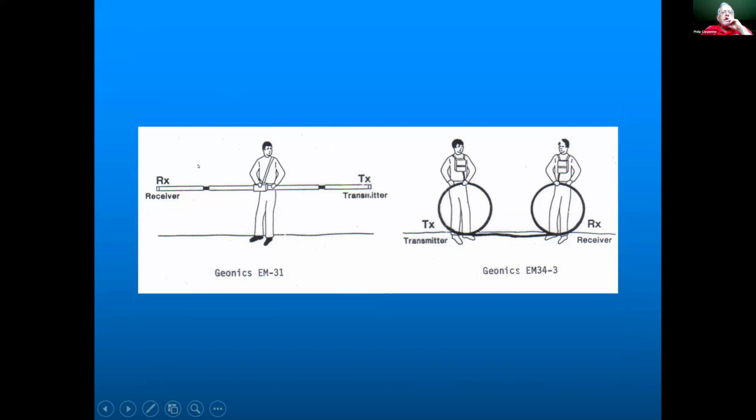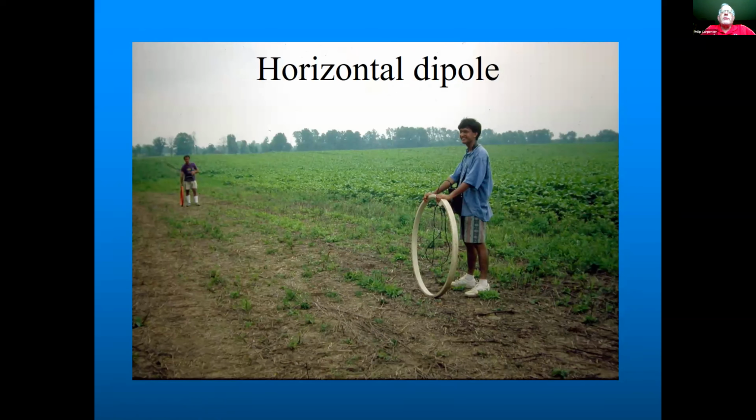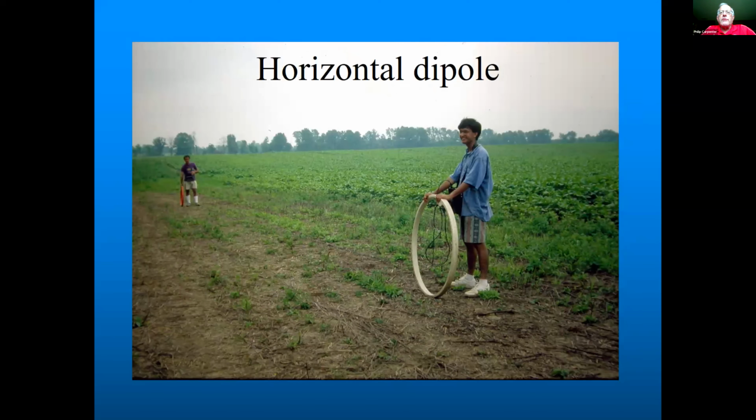We use this instrument, an electromagnetic device, with a transmitter and a receiver. There's a picture of these coils, the transmitter and receiver. You can put them in different orientations to get different depths. This is called the vertical dipole because the magnetic dipole is going straight up and down. This is the horizontal dipole, where the dipole is going sideways. Again, the magnetic dipole is perpendicular to the loops.